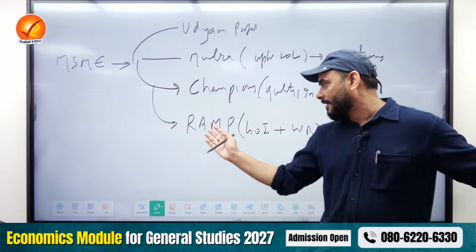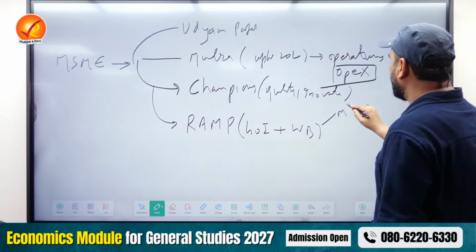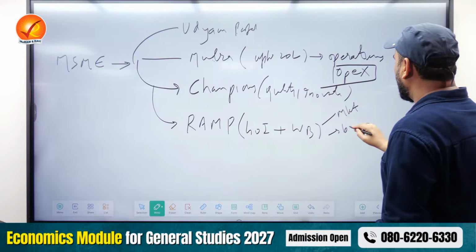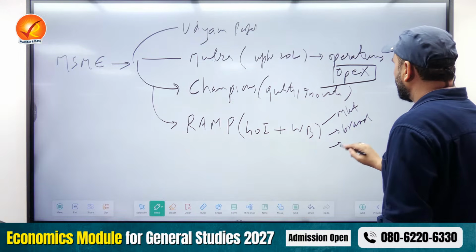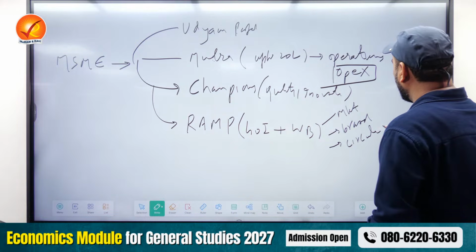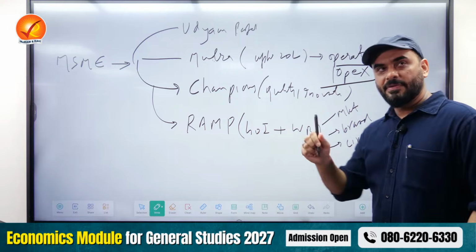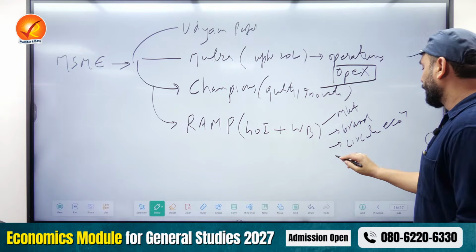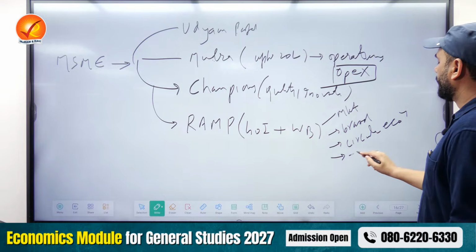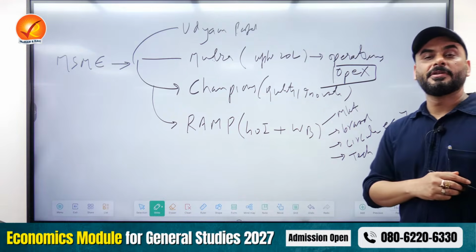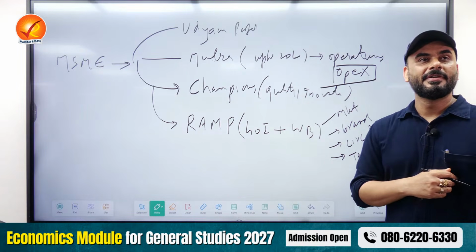and management. Which means what are the keywords we will write? Market, brand, circular economy. Circular economy means that whatever is the waste, I will reuse it. And helps me with technology. This is called RAMP. Now there is a problem, bacho.